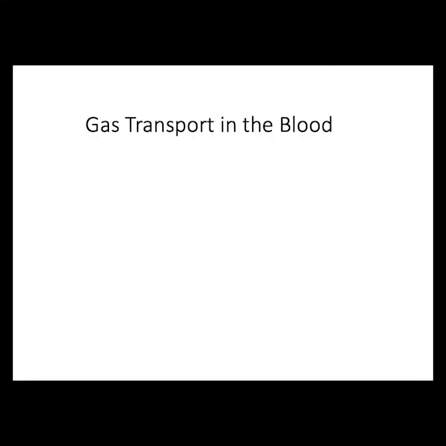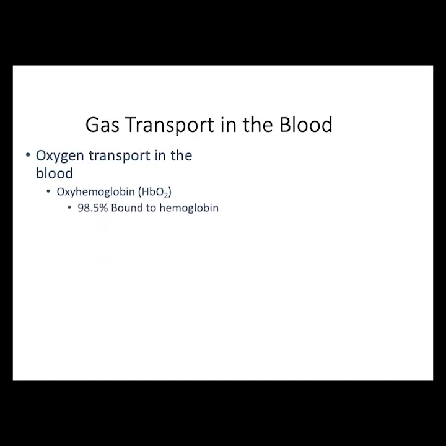We're going to begin with oxygen transport in the blood. When oxygen binds to hemoglobin, it is called oxyhemoglobin, and this is abbreviated with HbO2, where Hb stands for hemoglobin and O2 for oxygen. Oxygen dissolves poorly in water, and so most of the oxygen is going to be transported bound to the hemoglobin. 98.5% of oxygen transport in the blood is bound to the heme of the hemoglobin.